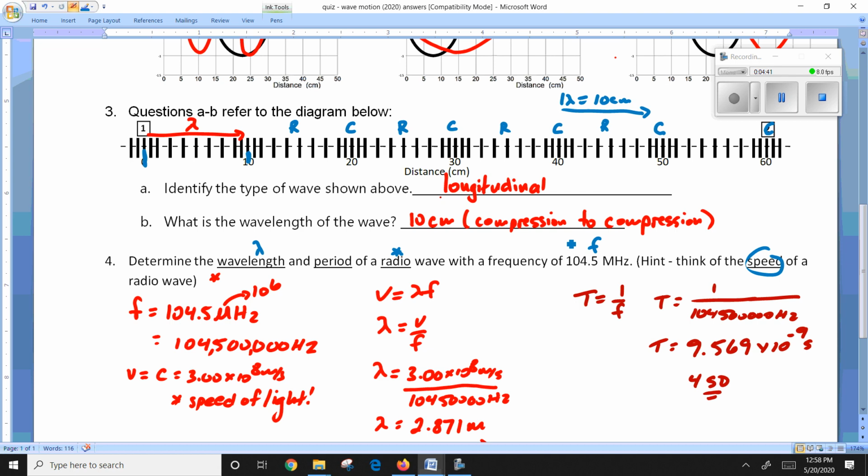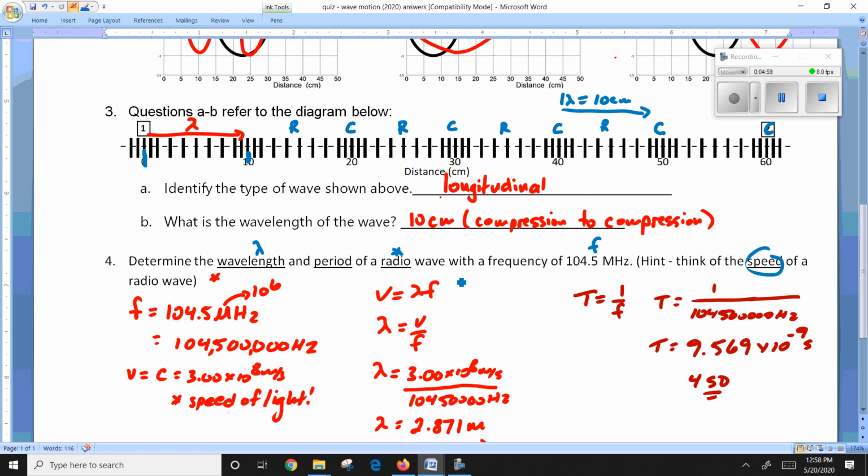Now, the frequency of this wave is 104.5 megahertz. What does that mean? It means 104.5 million. Remember, mega means million, or 10 to the 6th. So it's going to be 104,500,000 hertz.